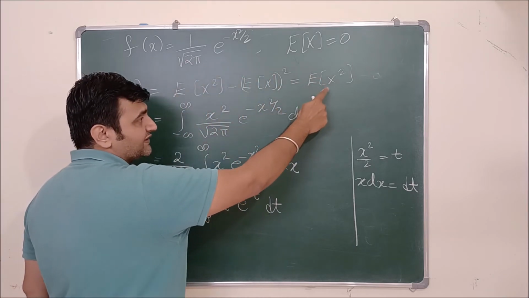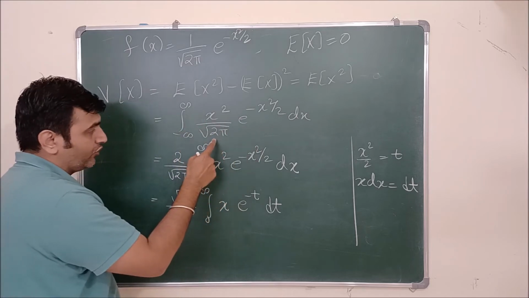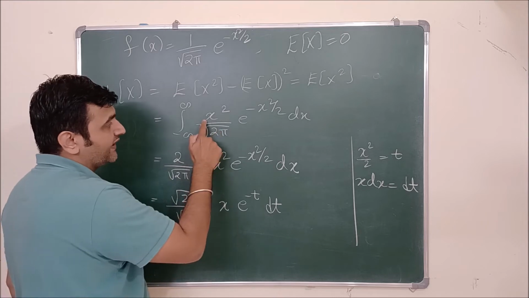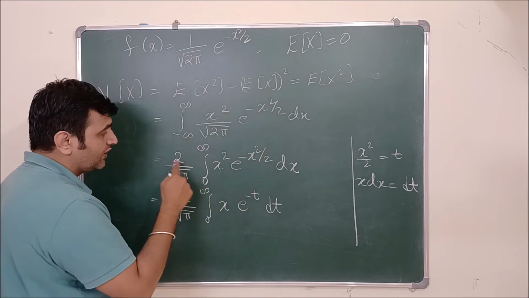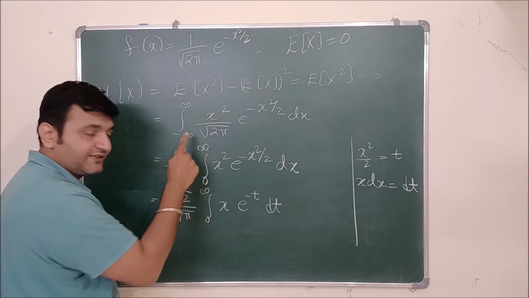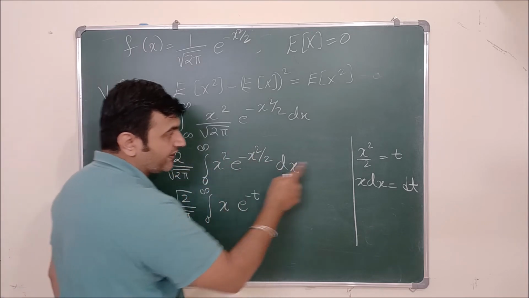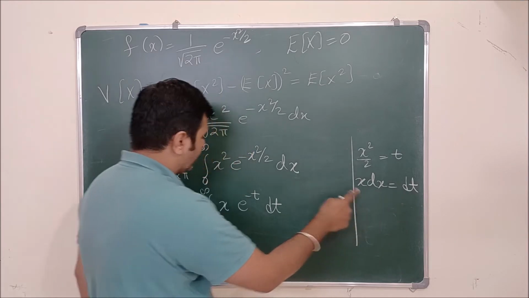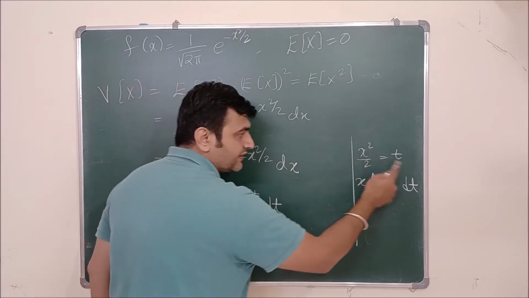What is expectation of x square? It is x square into f of x. You can take out this root of 2 pi outside. Now again you can see x square is an even function, so the product is an even function. So this will be 2 times the integral from 0 to infinity of this quantity. Now again here you put x square by 2 as t. So you have x dx equal to dt. Now when x is 0, t is 0. When x is infinity, t is infinity.